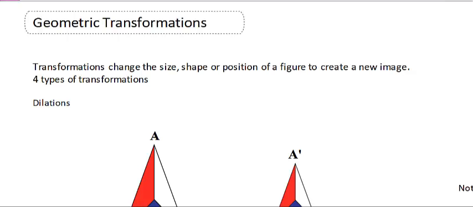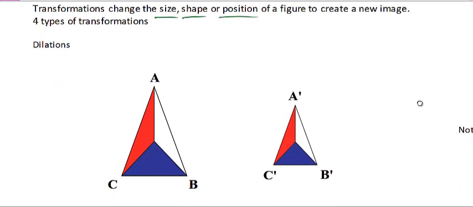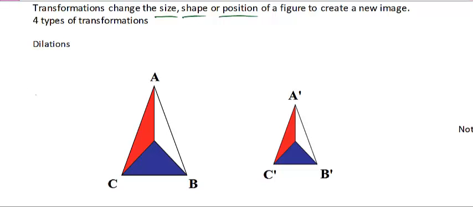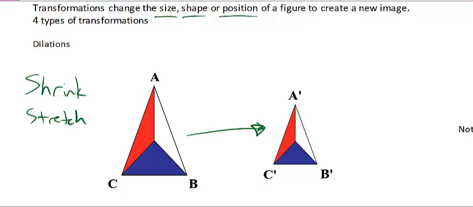Hello, today we're going to talk about geometric transformations, which are defined to be anything that changes the size, shape, or position of a figure to create a new image. There are four basic types of transformations, and the first one is called a dilation. Dilations are a little bit unique in that they actually change the size of the figure. It actually gets smaller or larger, and because of this, they're often called a shrink or stretch transformation.